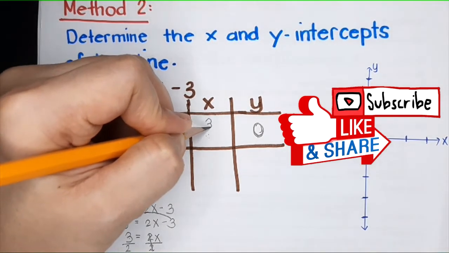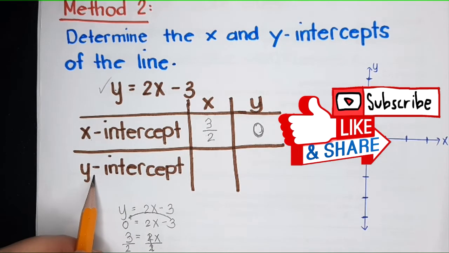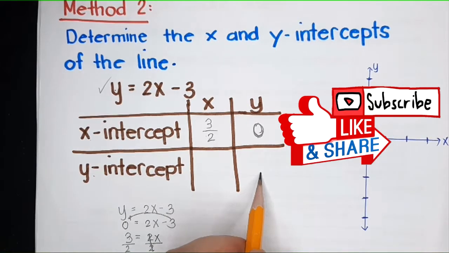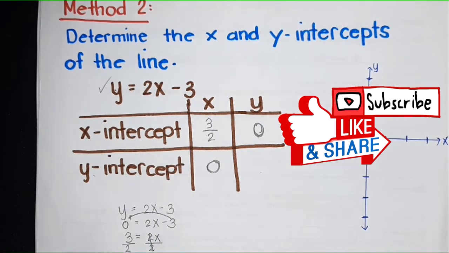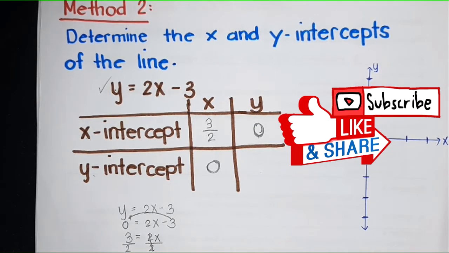So ilalagay natin dito sa table. Okay? 3 halves. Right? So we have the point 3 halves, 0. That's the x-intercept. Yan yung itatouch ng line sa x-axis. Okay? What about the y-intercept? Okay, you're looking for the value of y. Ito yung hinahanap ninyo. Kung saan, 0 ang x. Okay? So, para lang din siyang find 2 points on the line. Pero especially itong 2 points na ito. Kasi meron silang special name. Ito yung x-intercept and y-intercept.